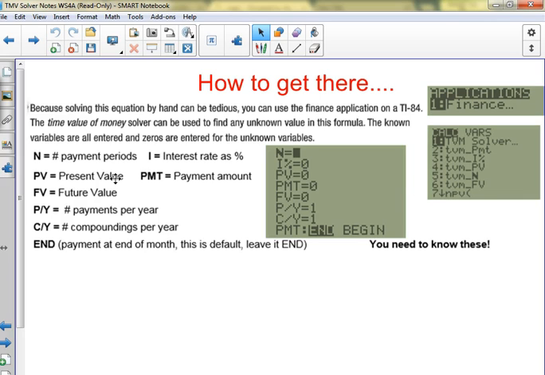All right? The bottom thing says end and begin. Is your payment at the end of the month or the beginning of the month? The default is end of the month, and that's where we're all going to leave it. Does everybody say end at the bottom? Okay. We're just going to leave it on end of the month.